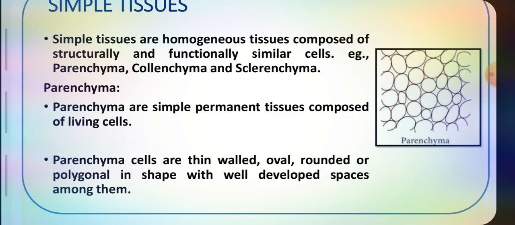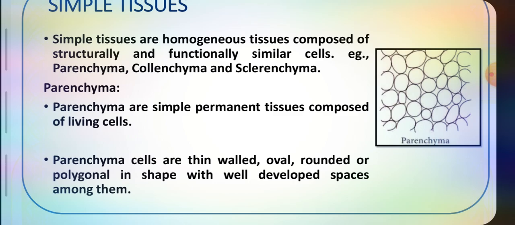And these parenchyma, they are living cells. Already I told you why they are called living cells: because they have protoplasm, they have a nucleus, they have cytoplasm. So when the cell has a nucleus and cytoplasm, that is protoplasm, we say that cell is a living cell.